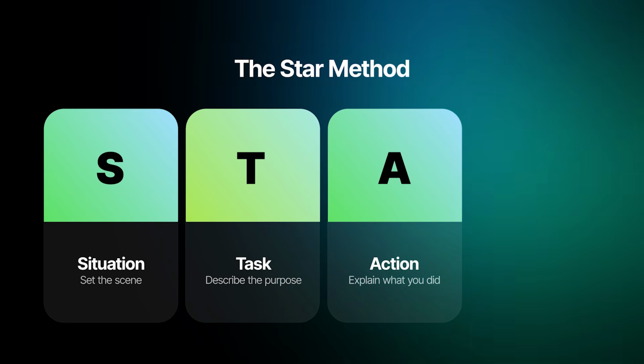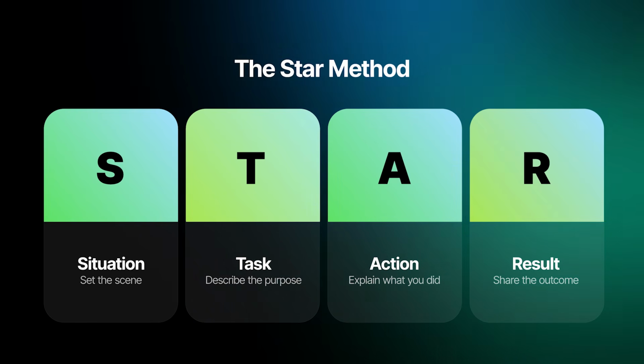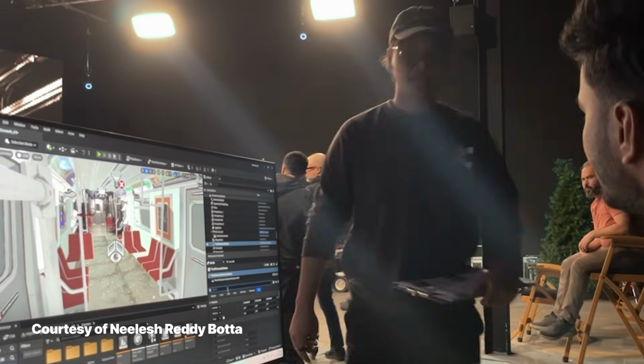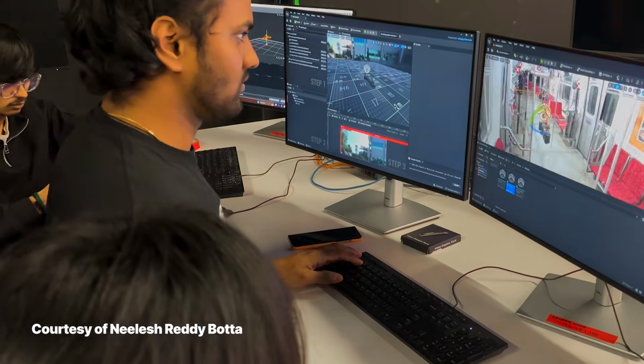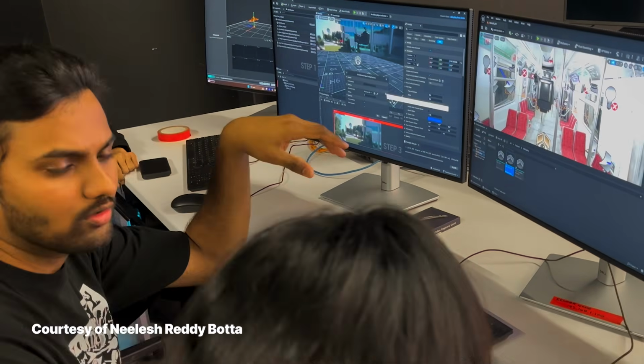And finally, for the fourth step, we have the R, that stands for result. Here, basically, you want to talk about the outcome of all of your efforts. And you can also mention 2 things. If you have any measurable results or metrics, and one of my favorite ones, you can also talk about all the lessons that you learned while working on the project.